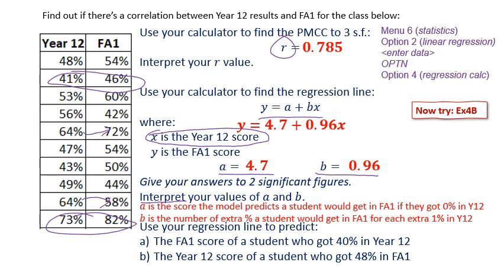So A is the score the model predicts a student will get in FA1 if they got 0 in Year 12, and B is the number of extra percent that a student will get in FA1 for each extra 1% they get in Year 12.